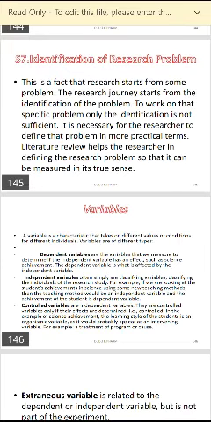That's why it is necessary for the researcher to define that problem in more practical terms. And a literature review helps the researcher in defining the research problem so that it can be measured in its true sense.